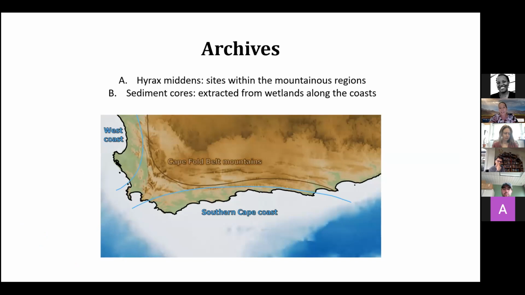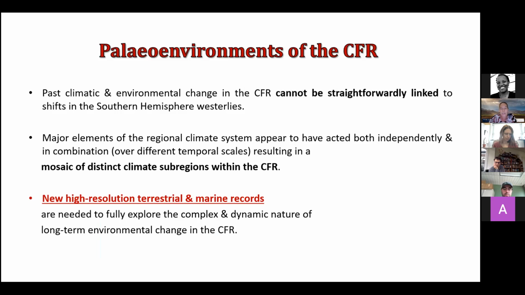We were quite lucky that we have not only sediment cores extracted from wetlands within the coastal regions, but we also have higher elevation sites, predominantly in the Cape Fold Belt Mountains, so the montane inland regions of the CFR. We're working on both those angles to extract paleoecological data, particularly pollen. In terms of the paleoclimates, we can definitely say that it was not straightforward and quite complicated, ranging over different spatial and temporal scales.